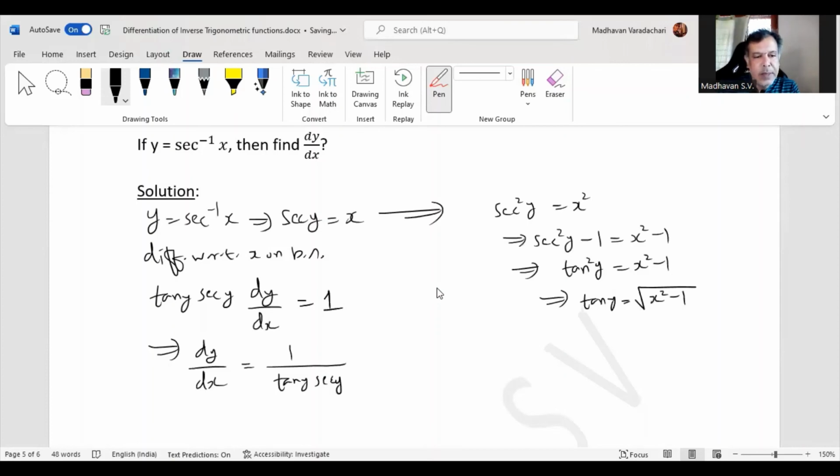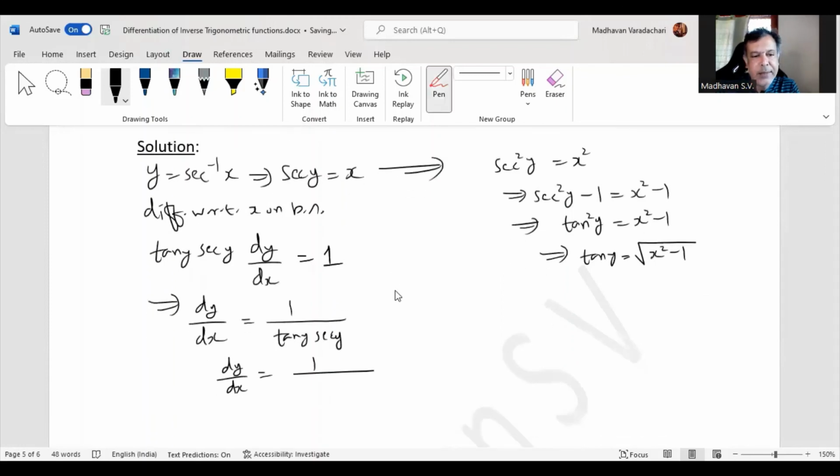So this dy by dx now can be written in terms of x as 1 divided by tan y. We know it is square root of x square minus 1. Secant y is nothing but x. So we can write it as 1 divided by x square root of x square minus 1. That is the derivative of secant inverse of x.